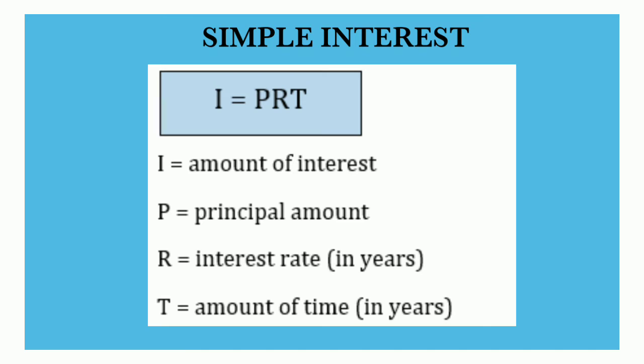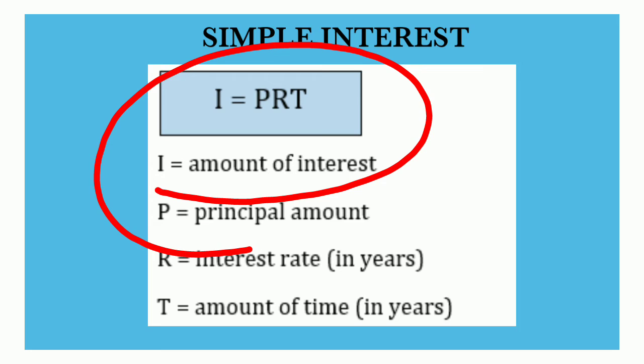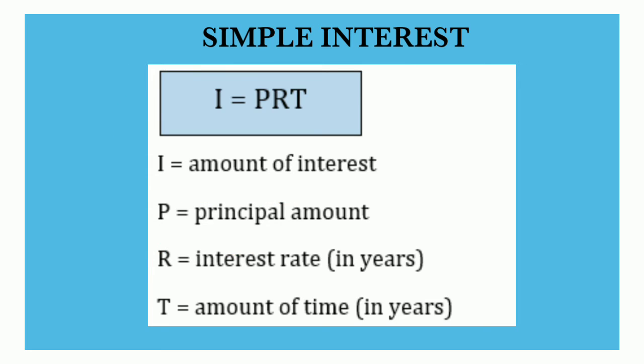Then we can calculate simple interest with a simple formula. What is the formula? I is equal to P into R into T. Here I means the amount of interest, P means the principal amount, that is the deposited or borrowed cash, and R means the interest rate.